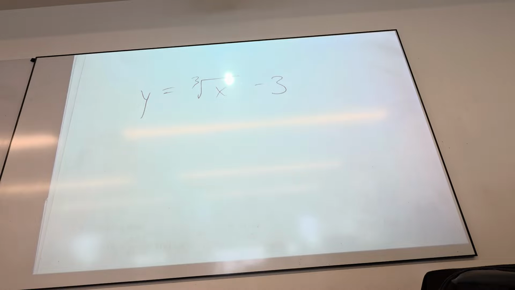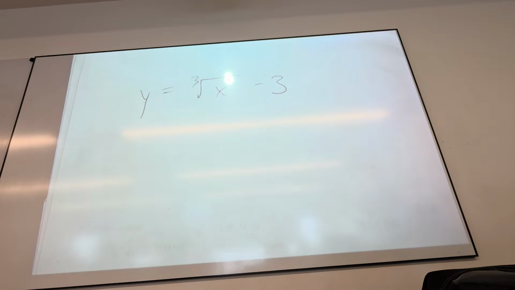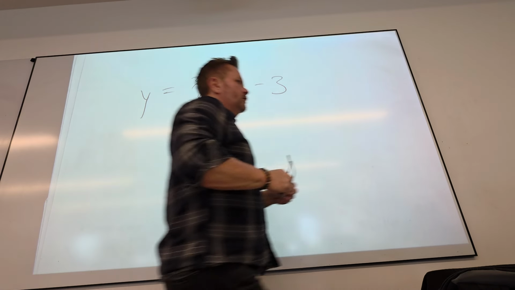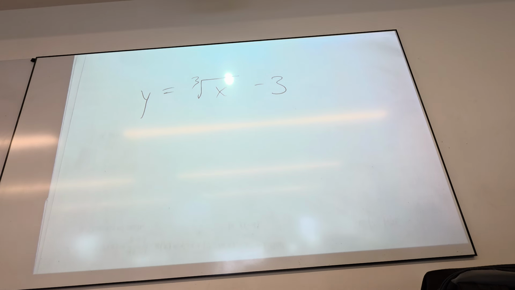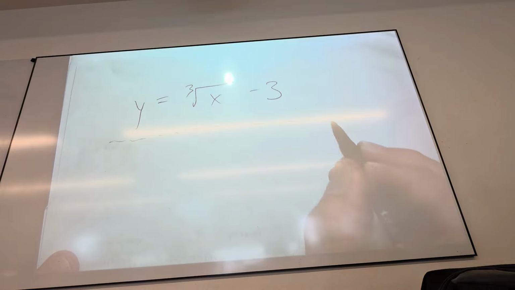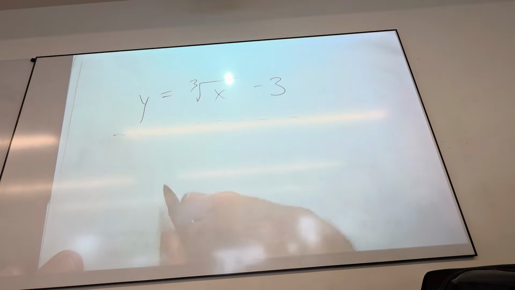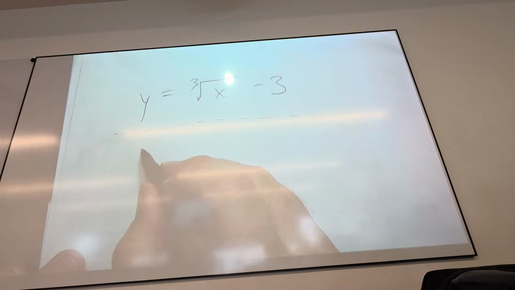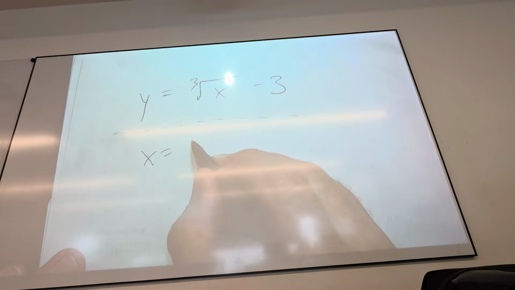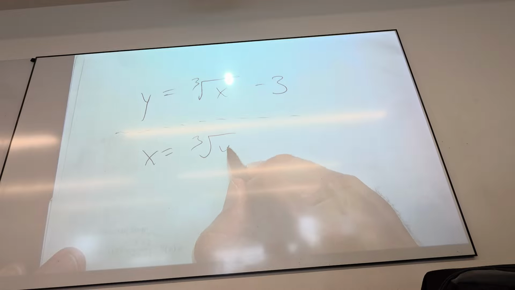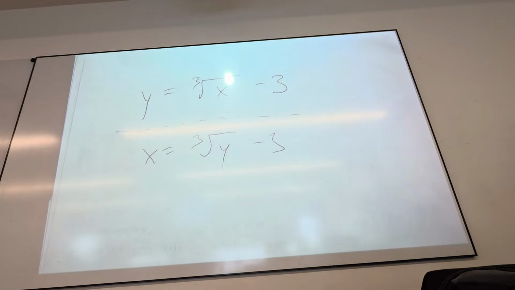How do I graphically find the inverse? What did we do? We had a list of x's and y's, and we just changed the x's and the y's. Yes. You with me? This is too nice. We do exactly the same thing algebraically. What do I mean by that? Switch the x and y. What do you get? X equals cube root y. Now solve for y.